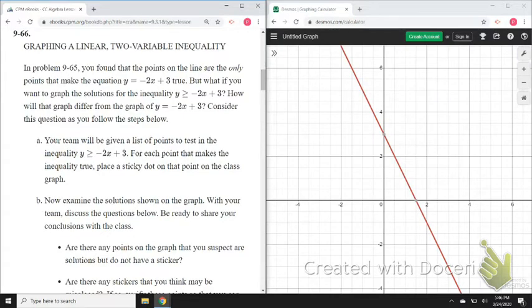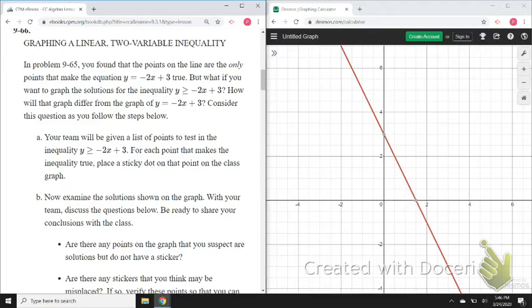Okay. All right. 9-66 says, we're now going to graph linear inequalities. So in the previous problem, we found that the points on the line are the only points that make the equation true. But what if you want to graph solutions for the inequality y is greater than or equal to negative 2x plus 3? So it's pretty much the same equation, the only thing that's different is the inequality is now greater than or equal to. Okay, so how would that graph differ from the graph of y equals negative 2x plus 3? Consider this question as you follow the steps below.